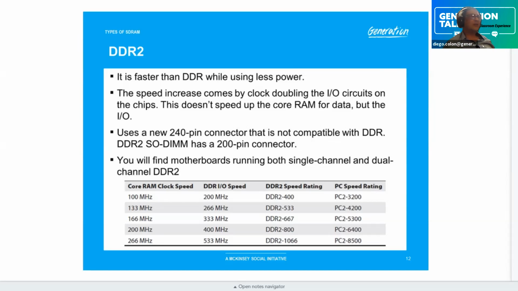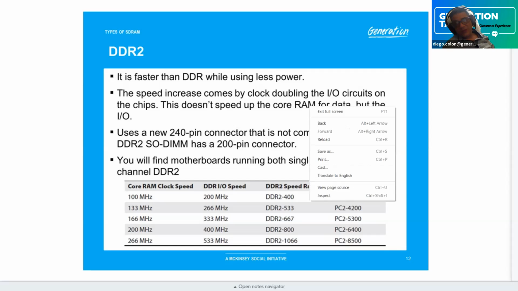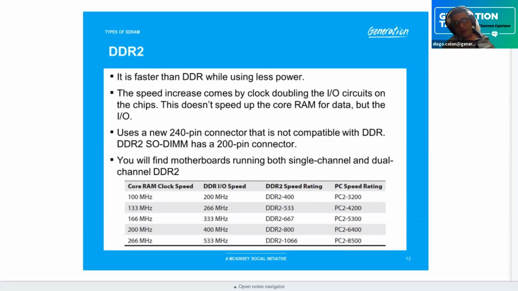So now that it's double the amount, we can see here again, your processor or your core speed is at 100. Your old DDR is at 200 here, but the actual modules, you'll see that it's at 400. The speed rating of the DDR2s is 400 instead of 200.